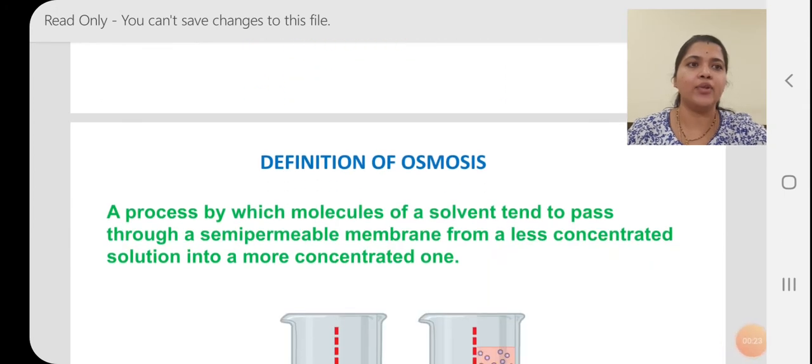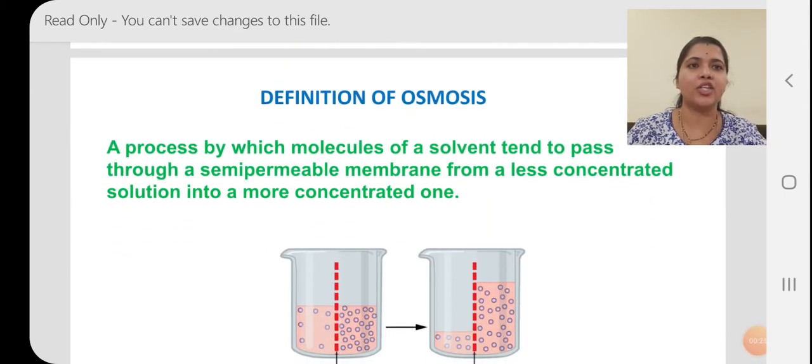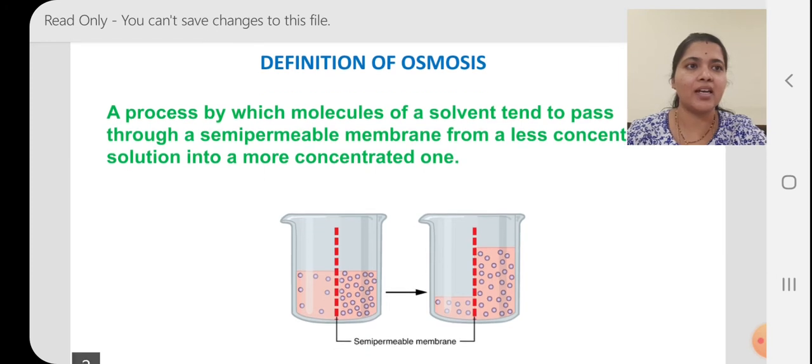Before that, I would like to again discuss the definition of osmosis, children. A process by which molecules of a solvent tend to pass through a semi-permeable membrane from a less concentrated solution into a more concentrated one is known as osmosis. So see here, from less concentration to high concentration, how it is going in the figure, and in between you are seeing the barrier, that is nothing but semi-permeable membrane. Okay, it is nothing but cell membrane.